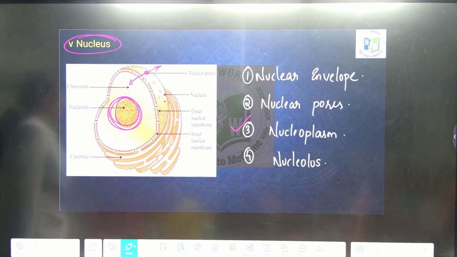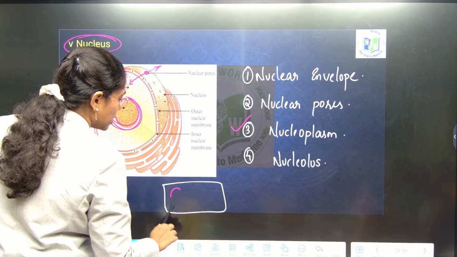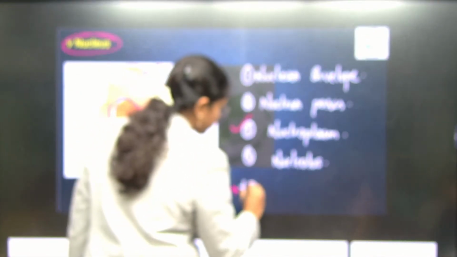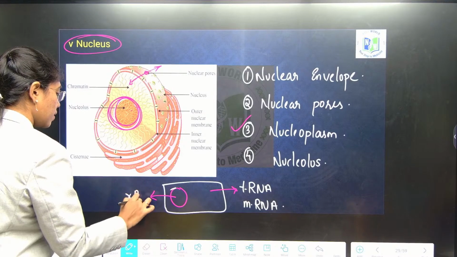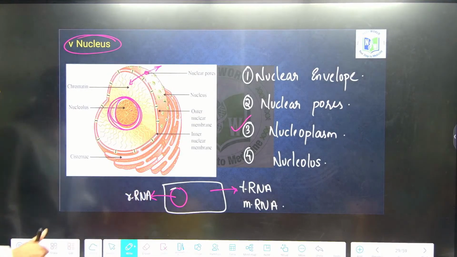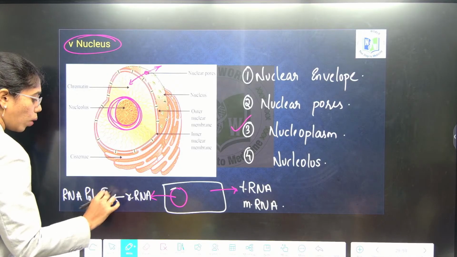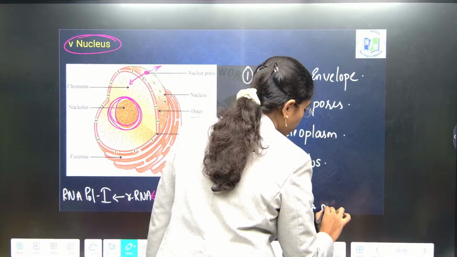RNA synthesis. We have three types of RNA in a eukaryotic cell. RNA synthesis will happen inside the nucleus. For example, suppose this is nucleoplasm and this is nucleolus. Inside nucleoplasm, tRNA and mRNA are synthesized. Inside nucleolus, rRNA is synthesized. rRNA is synthesized by RNA polymerase 1. mRNA is synthesized by RNA polymerase 2. Very good.